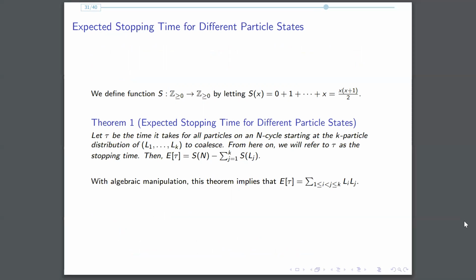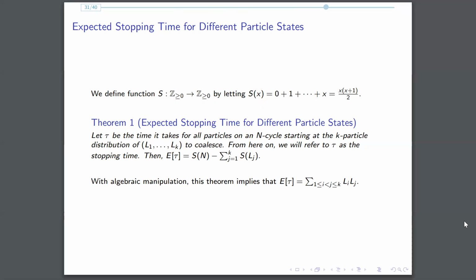Now we would like to introduce our main theorem. First, we'd like to define the function S, where S(x) is the sum of all integers starting from 0 up to x. Theorem 1 is the expected stopping time for different particle states. We define tau to be the time it takes for all particles on an n-cycle, starting at the k-particle distribution of L1, L2 to Lk, to coalesce. From here on, we will refer to tau as the stopping time.